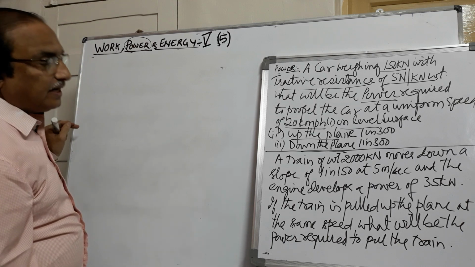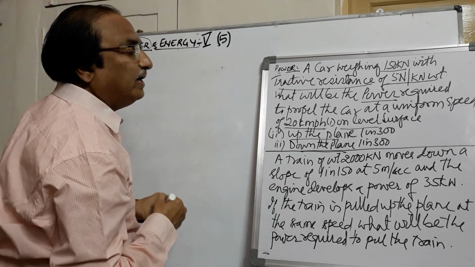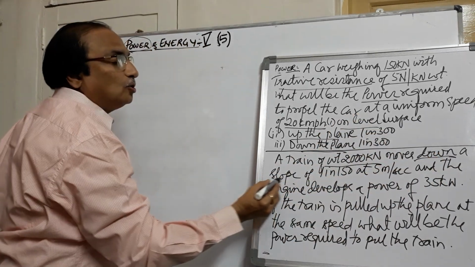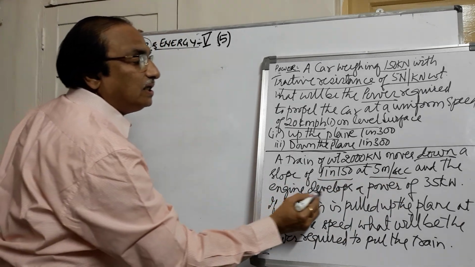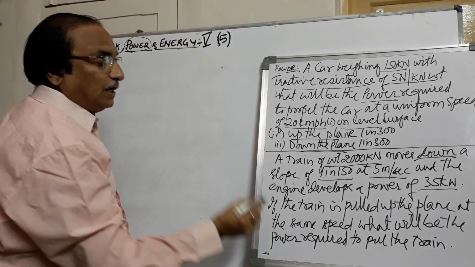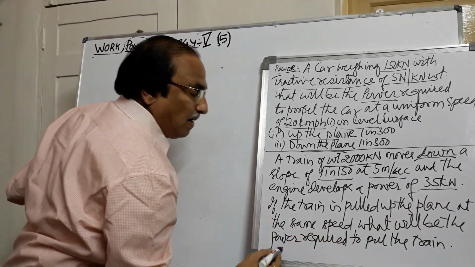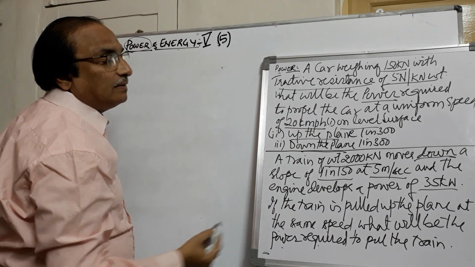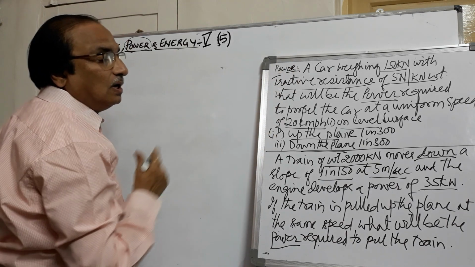Here, a train. Now see here, a train of weight 2000 kilonewton moves down a slope of 1 in 150 at 5 meters per second, and the engine develops a power of 35 kilowatts. So the power is given to you. If the train is pulled up the plane at the same speed, what will be the power required to pull the train? So he has given the conditions of down the plane, power is given to you. You will have to find out what is the power required if it has to move up the plane.